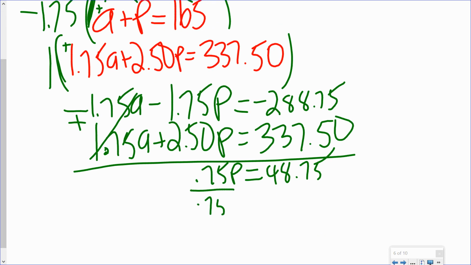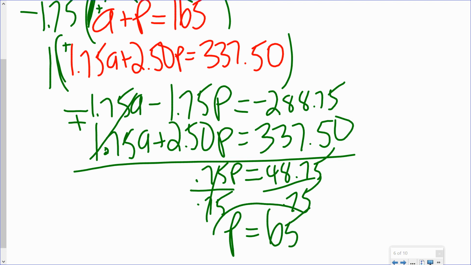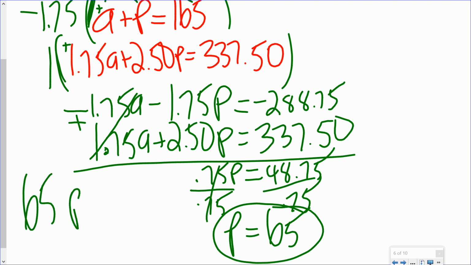Divide by 0.75. P equals 65. So how many pounds of peaches were sold? 65 pounds of peaches.